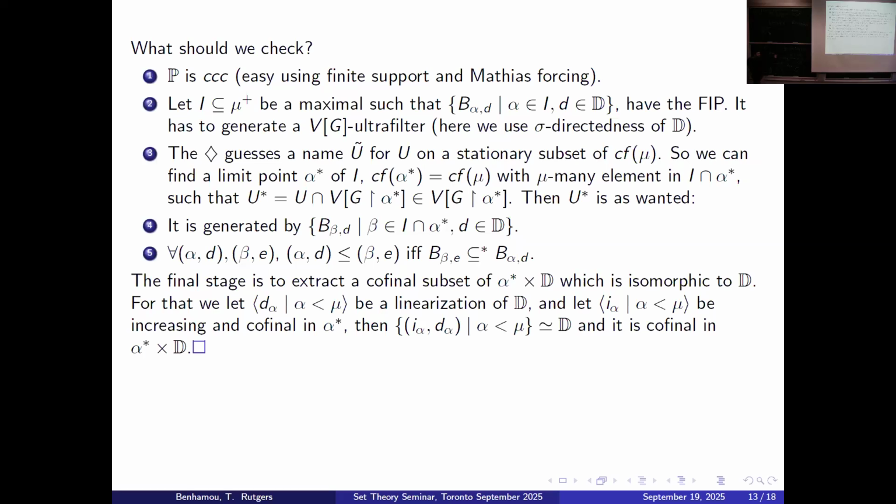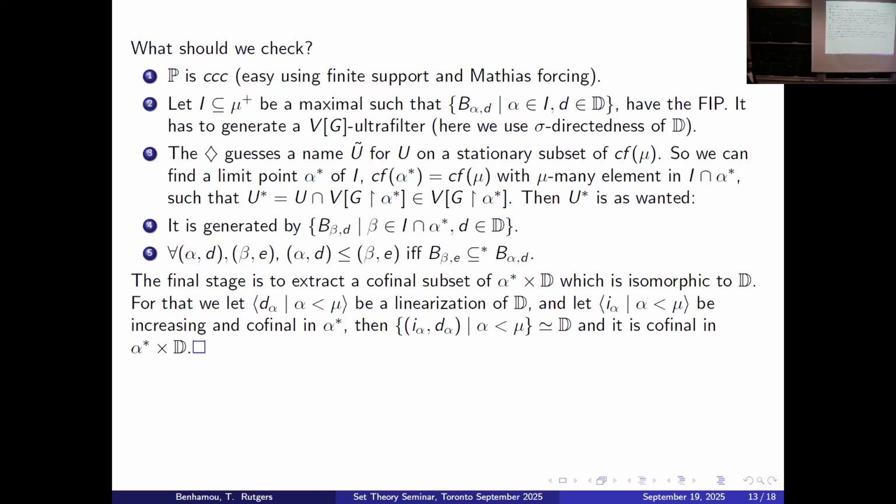So the sets that I'm adding are actually going to be a filter base. And also you can show that the subset star relation on those sets gives you, sorry, the less or equal in both coordinates here will give you exactly a copy of D. Okay, so that's it.